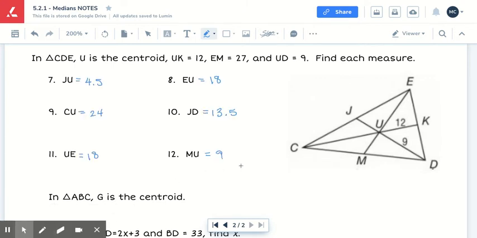Alrighty, so JU is 4.5, EU is 18, CU is 24, JD is 13.5, UE is 18, and MU is 9.